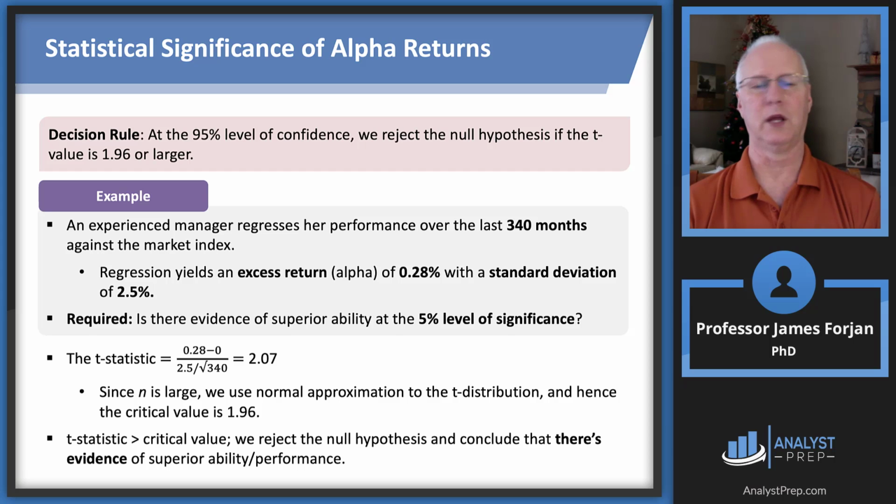All right, so we take 0.28 minus the 0 divided by 2.5 over the square root of 340. That gives us 2.8. So the critical value at 5% is 1.96. So our test statistic falls outside of that range. So what we can do is reject that null hypothesis and say, yes, this manager, she has superior performance. Her alpha is statistically different from 0.